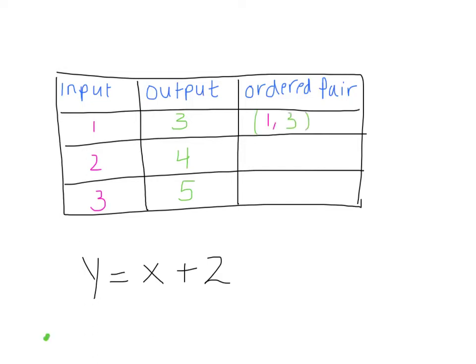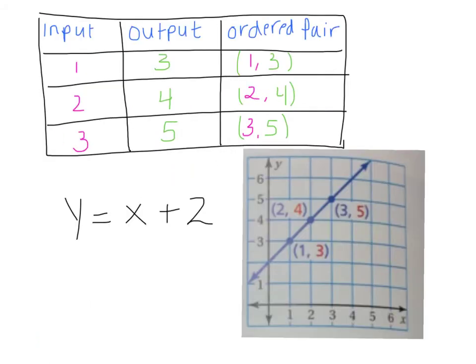And then we can go ahead and write the ordered pair by taking the x and the y and putting them together. Remember, the x is always first. So our first ordered pair is (1, 3), then (2, 4), and (3, 5). And once we've gotten to this point, we're ready to graph our function.